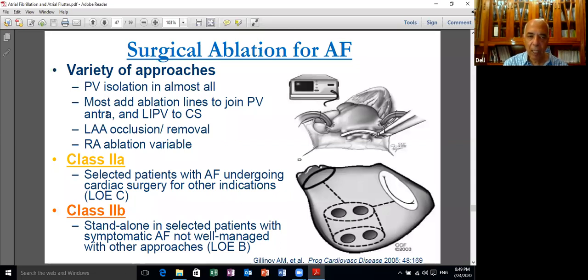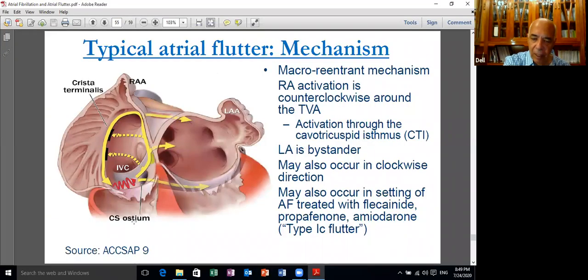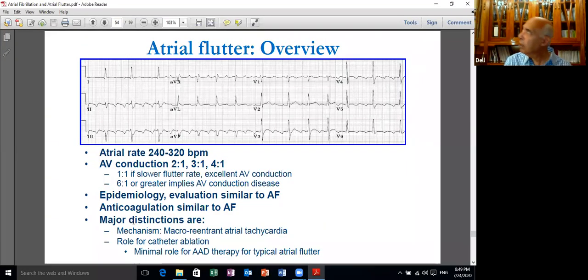It can also allow semi-invasively left atrial occlusion and maybe right atrial occlusion. The procedure is usually done as a part of other cardiac surgery like mitral valve surgery, but it is class 2B as a standalone procedure under exceptional circumstances. So I will move now from atrial fibrillation to a few slides about atrial flutter.